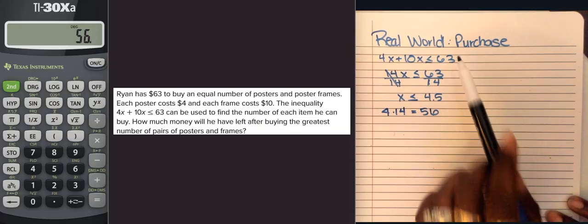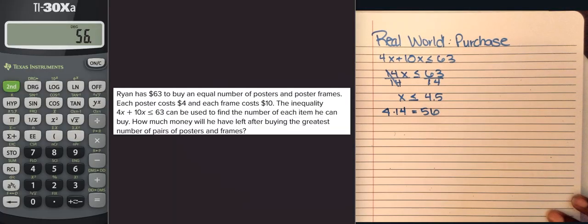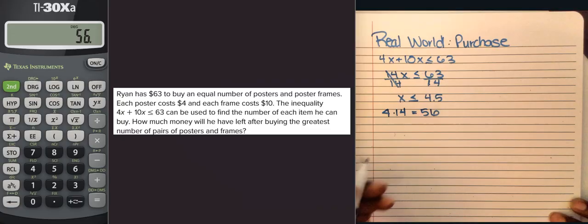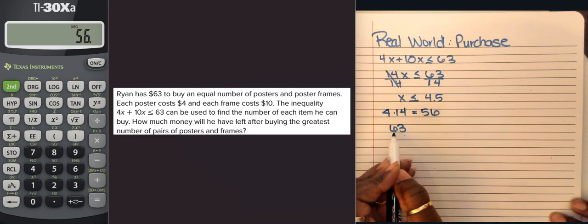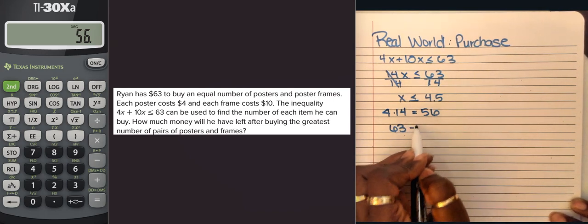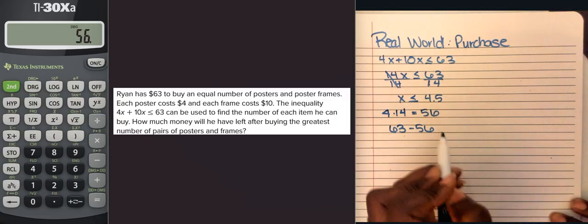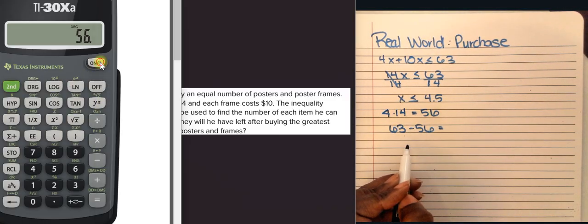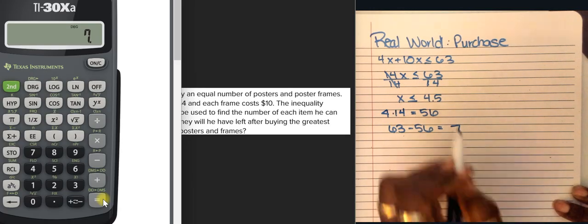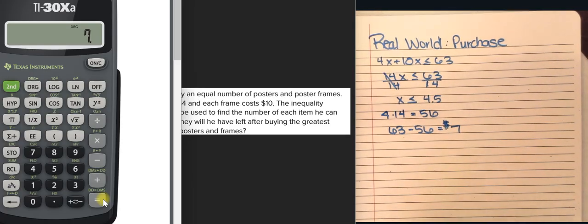Now he has $63 to spend. So our question is, how much money is he going to have left after he buys those 4 posters and picture frames? So we're going to place the 63 here. That's the total amount that he has to spend. We're going to take out the $56 that he's going to spend on the posters and the frames. And if we subtract those two, 63 minus 56 gives us 7. All right, so he is left with $7 after he buys the 4 picture frames and posters.